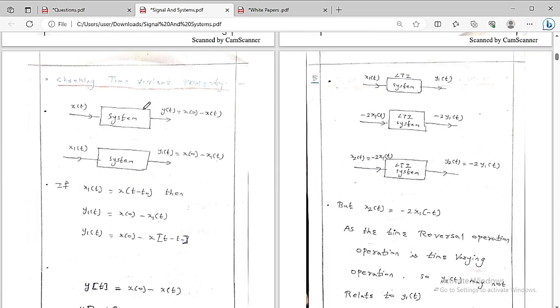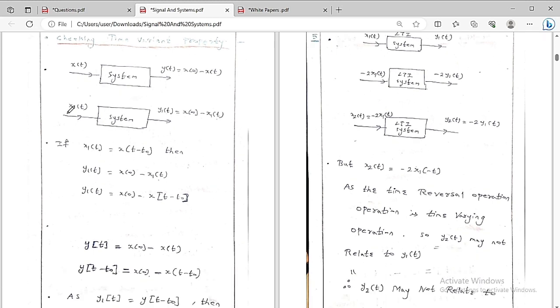So now we are going to check the time varying property, whether the given system is a time varying system or time invariant system, that we are going to check. So this is a system, right? For the system, the input is x of t, and the output is y of t is equal to x of 0 minus x of t, already given. Suppose for the same system, if I am going to assume the input is x1 of t, then what is the output? y1 of t is equal to x of 0 minus x1 of t.